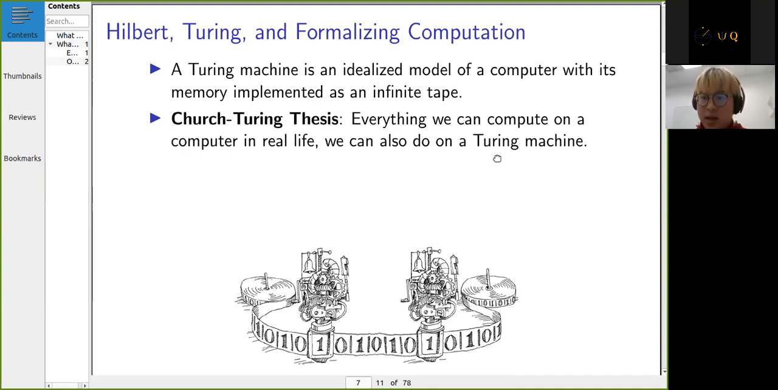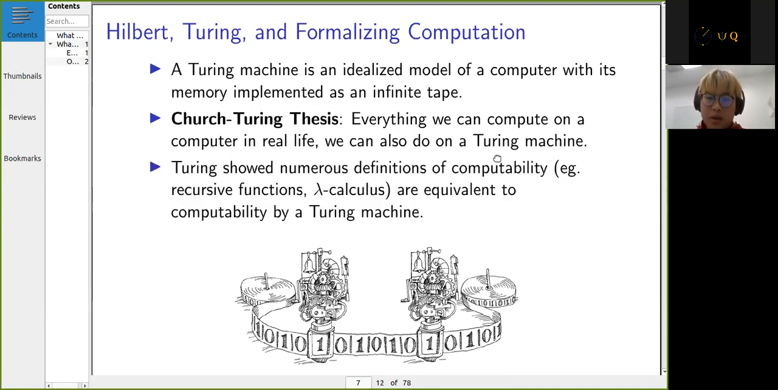It's just a belief, but it can be turned into a mathematical theorem when looking at specific models of computation, such as things like recursive functions or the lambda calculus. It can be proven that these models of computation are equivalent to that of the model of computation given by the Turing machine. And so in some sense, this says that there's essentially one right way to define computability.